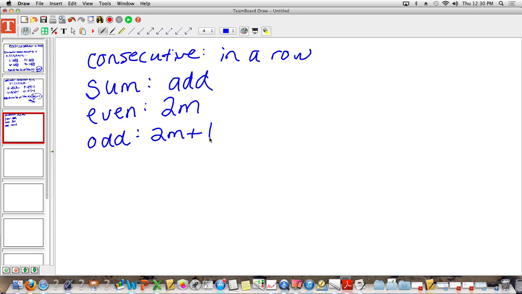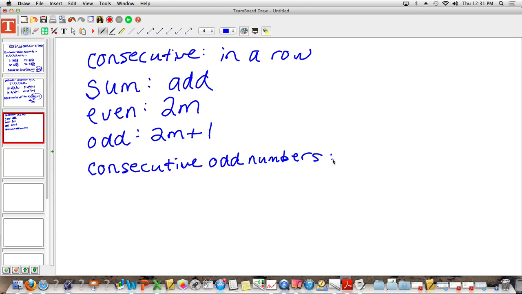2m plus 1. Okay? Alright, now, what I would like you to do is write down how you would write consecutive odd numbers. Consecutive odd numbers. Alright, so what does that mean? Consecutive odd numbers, that means, for example, what? Give me an example of consecutive odd numbers. Numbers going up by odd numbers. Well, give me an odd number. 3.